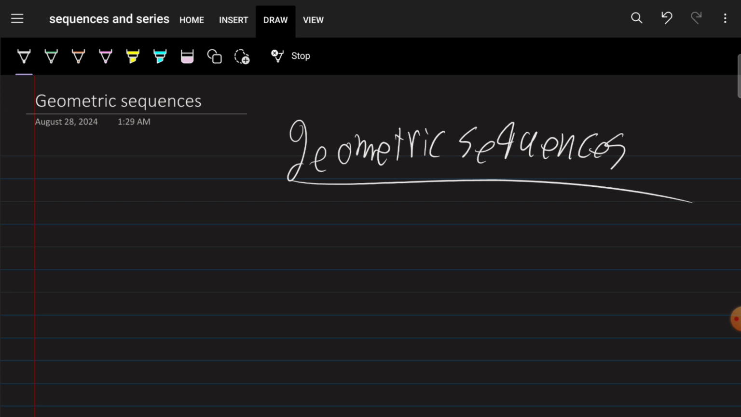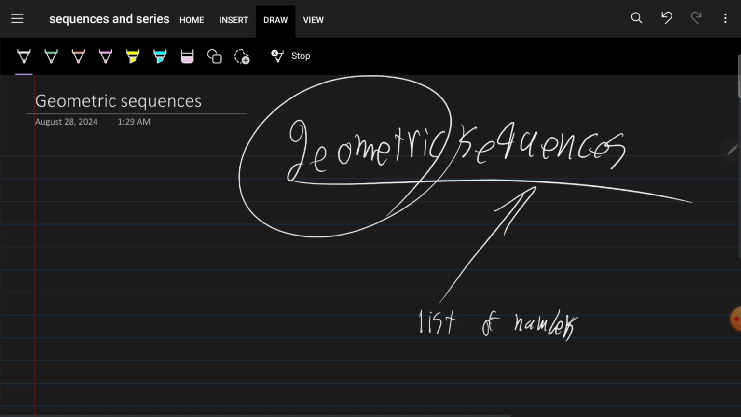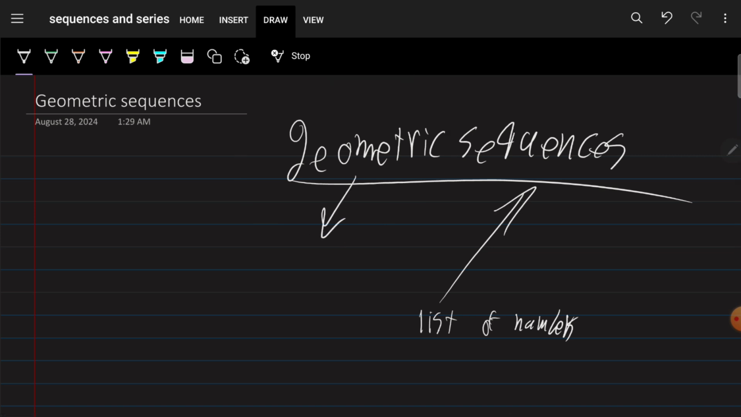Okay, so let's briefly talk about what a geometric sequence was. We already went over this in the very first video where I was talking about geometric and arithmetic sequences and series. But a sequence was a list of numbers, and the fact that it's geometric means that the terms go up consecutively by what's called a common ratio. So they get multiplied by a number every time.